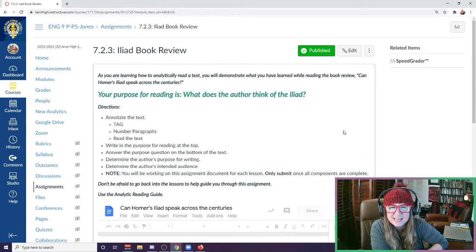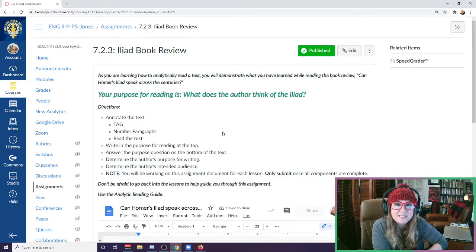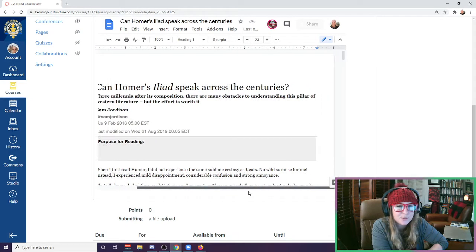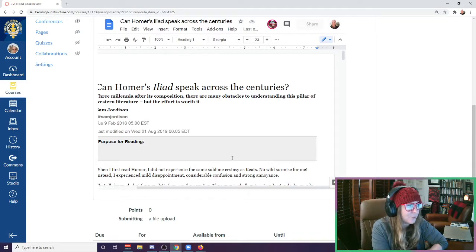Now, this is a long article. This is one of the longer articles I have ever given you, but I still expect you to annotate it just like how we've been practicing. This article is actually a book review. When you tag it, I would describe it as a book review or just an article as a genre. It's titled "Can Homer's Iliad Speak Across the Centuries?" It's a book review of a very, very old story. Usually when we read book reviews in the newspaper, it's about the newest bestseller, but this is actually a very old story they're writing a review on.